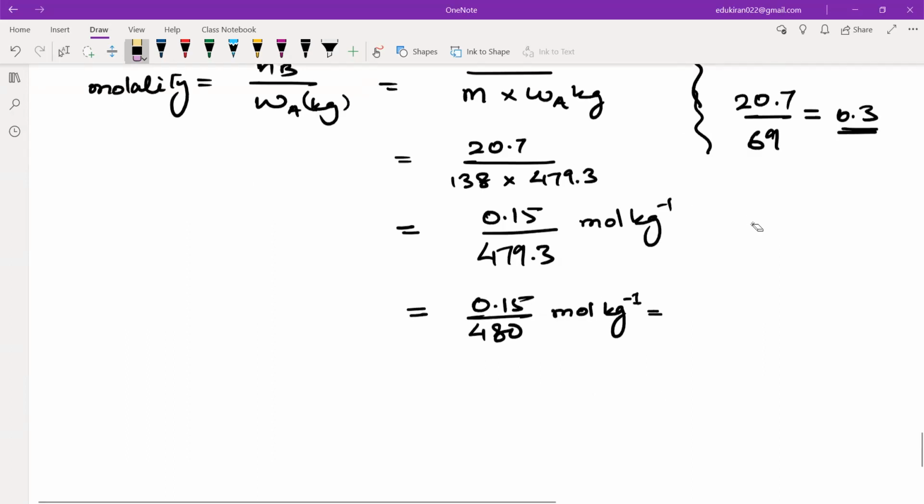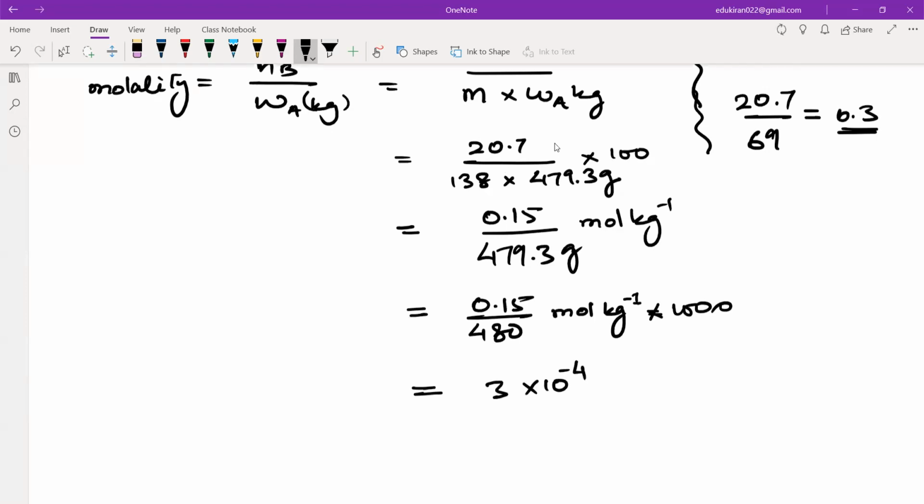Yes, wait a second. Whatever answer you are getting, you have to multiply it by 1000 because this is in grams, right? This is grams. Okay, you have to convert it to kg. So in order to convert it to kg, you have to multiply by 1000. So whatever answer you are getting, you will just multiply this by 1000. So you are all getting 3 into 10 to the power minus 4. So this will be equal to 0.3 moles per kg.